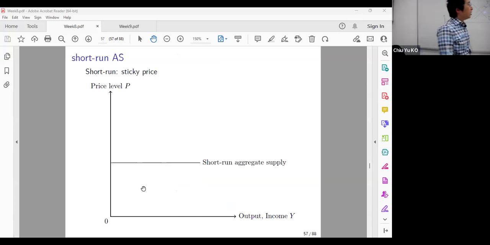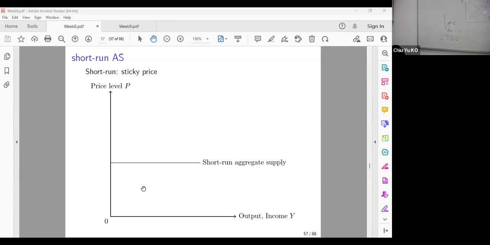Okay? So now we incorporate the idea, we don't have time, but we go to one thing. It's called the sticky price. I don't have time to go into that, but we talk about this very important thing. It's called the sticky price model. It's what Keynes said. In the short run, price stays the same, no matter what.